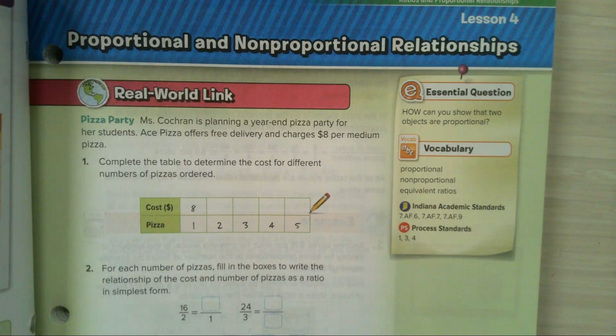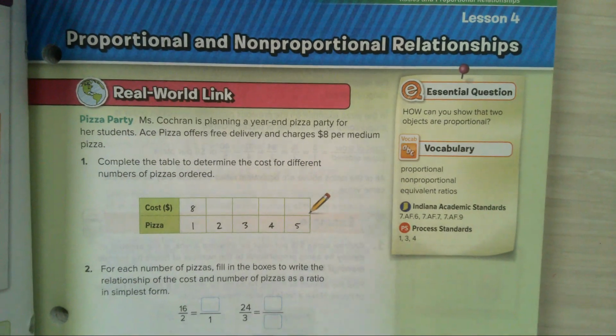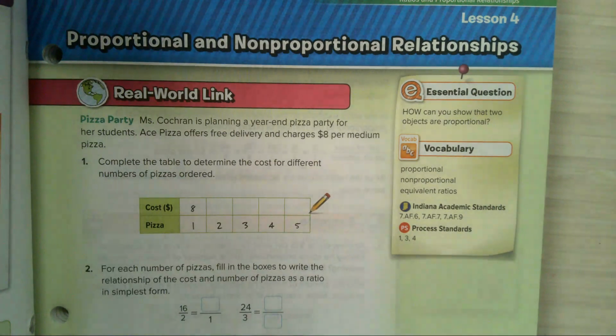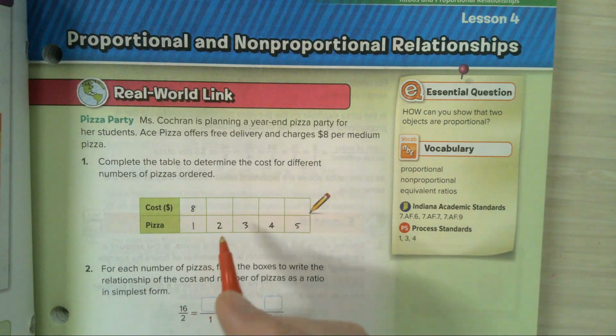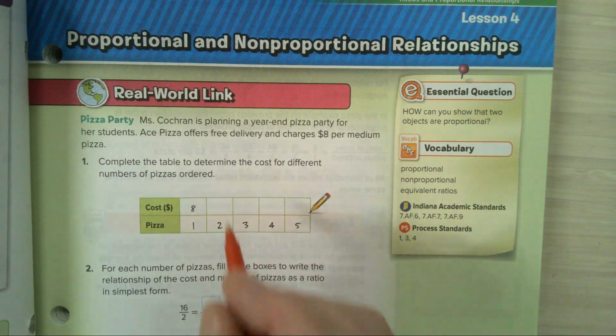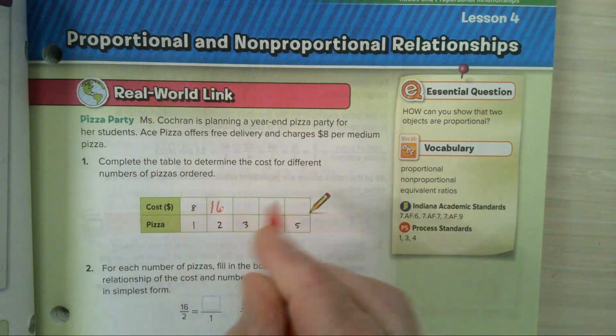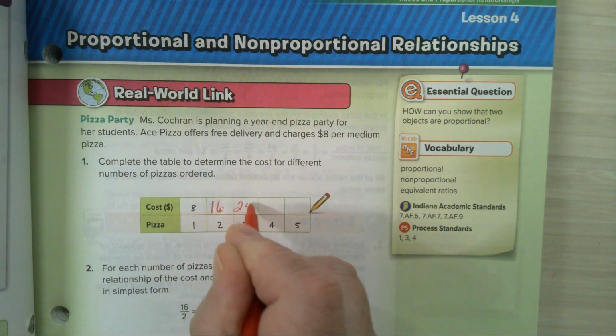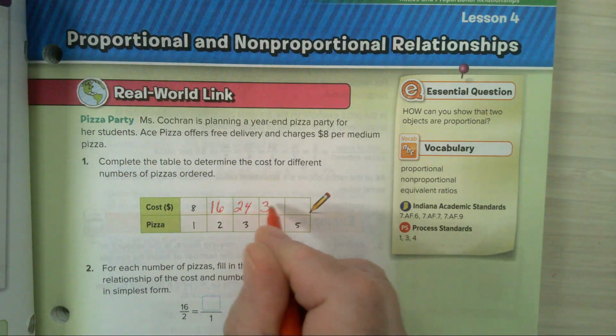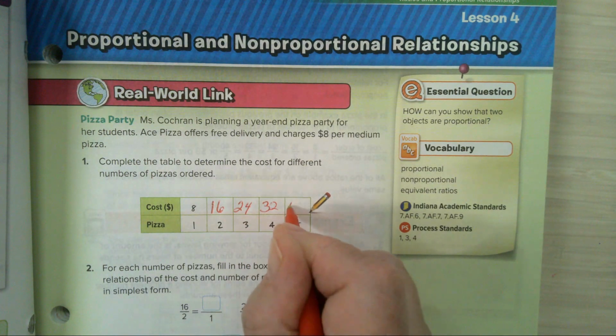It says complete the table to determine the cost for different number of pizza orders. So in this problem, one pizza costs $8. How much do you think a second pizza is going to cost, class? 16. Right. Then it's 24, 4 times 8, and 5 times 8 is 40.